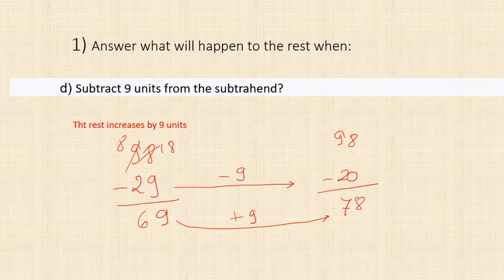What happens if I subtract 9 units from the subtrahend? So let's take this example. 98 minus 29 is 69. And I'm going to subtract 9 units from the subtrahend. My new subtrahend will be 20. 98 minus 20, it's 78. So from 69 to 78, I increased 9 units. So we conclude that what I subtract from the subtrahend is the same quantity I add to my rest.